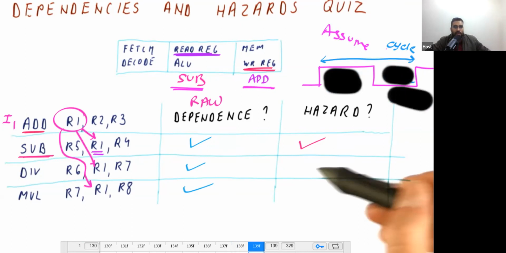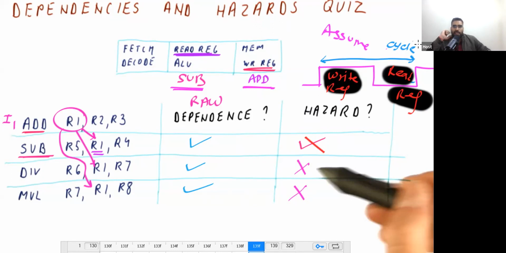Now tell me, in the first half you are writing the register, in the second half you are reading the register. Now tell me, this will not be a hazard, right? Yes or no? Because in between the value will be available. Is this clear? So in this situation there will not be a hazard.